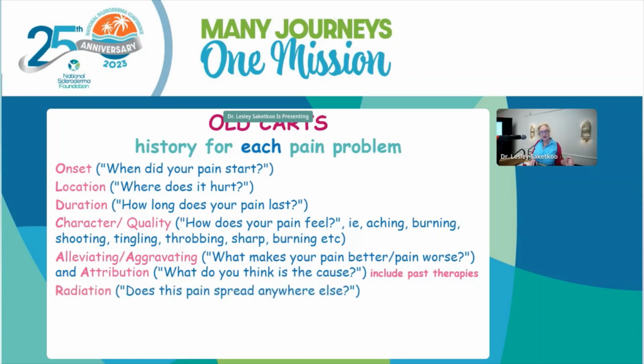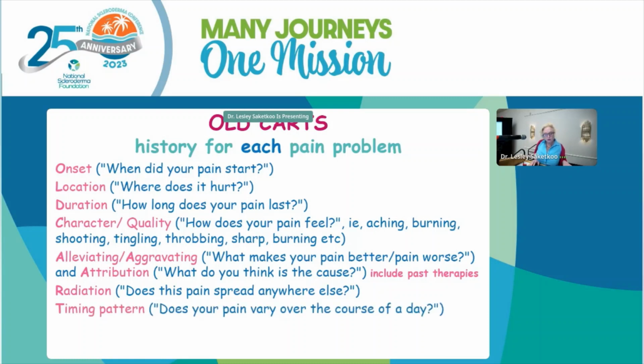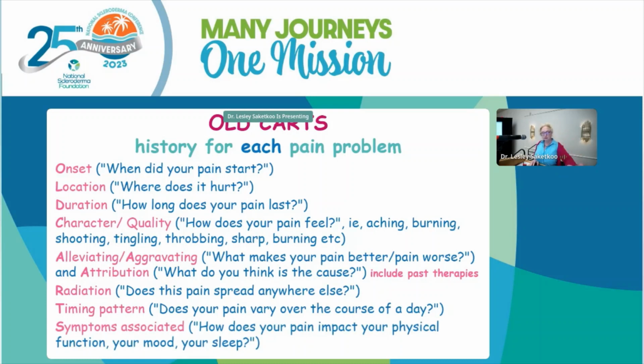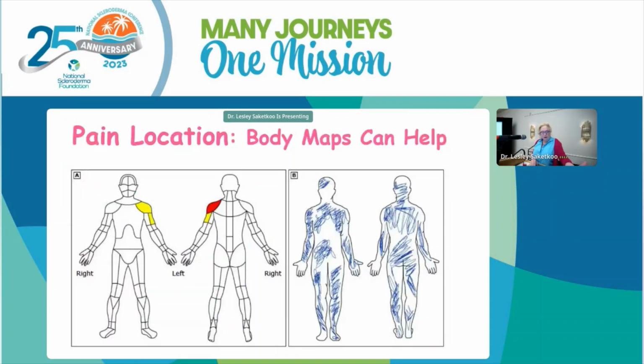Does it radiate anywhere? Does it travel from my shoulder down through my thumb, for example? The timing and the pattern. Does it happen at a particular time of day, or does it change over the course of the day? And what other symptoms are associated? When it comes on, like I said, do you feel dizzy, or do you have palpitations at the same time, or something like that?